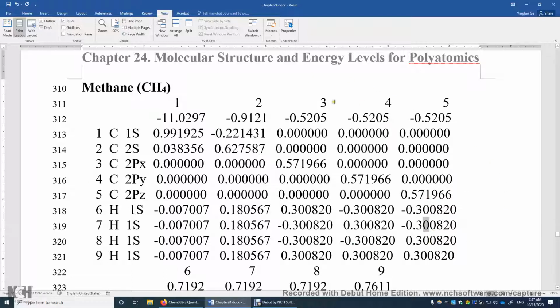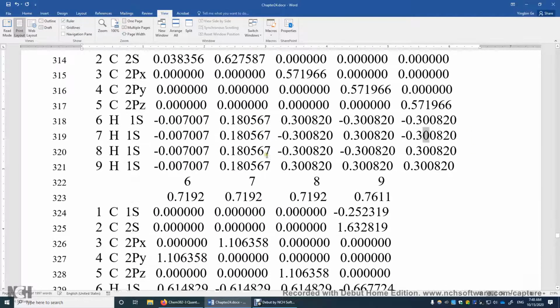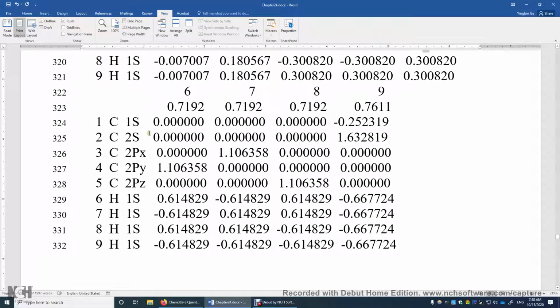So the 10 electrons in this CH4 molecule occupy the first 5 molecular orbitals. These 4 molecular orbitals are empty orbitals. I want to show you the interaction here. 2py interacting with the 4 hydrogen atoms, 2px interacting with the 4 hydrogen atoms, and then 2pz here. These 3 are degenerate. These 3 molecular orbitals have the same energy. If you look at this one, it's the 2s orbital having destructive interference with the 4 hydrogen atoms.